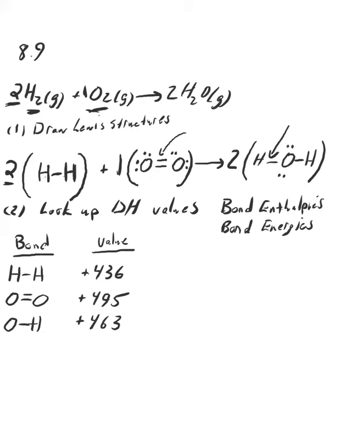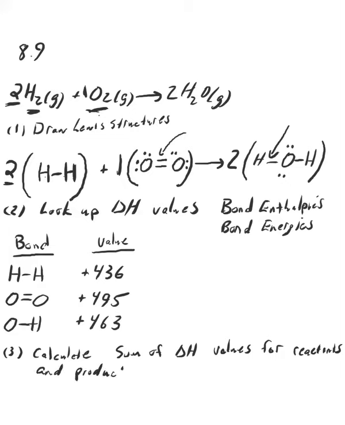So now let's do this. Now what we're going to do, step 3, is calculate the sum of the delta H values for the reactants and products separately. You're going to do them separately. Okay, so you do them, reactants and products. So let's do reactants first. Now, this is where you've got to be careful. It's just basic arithmetic.